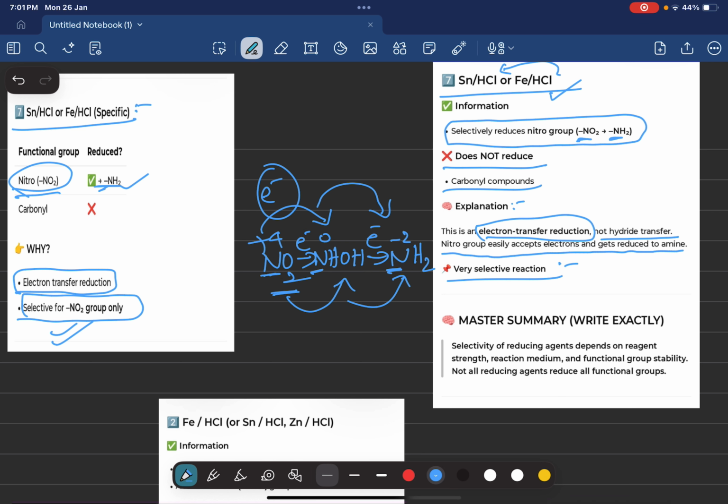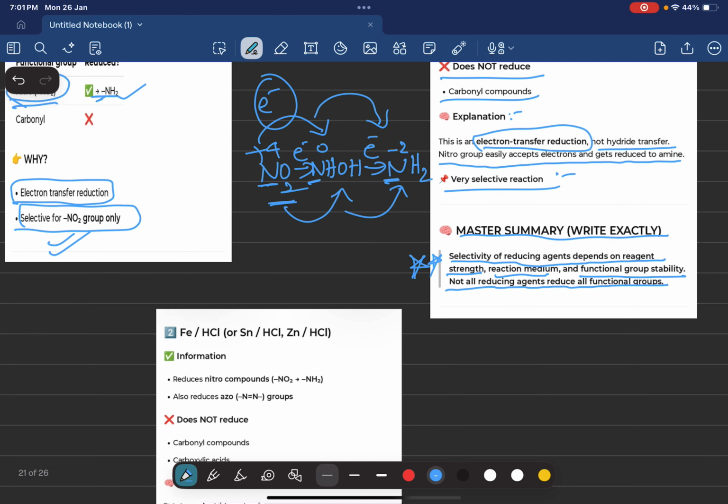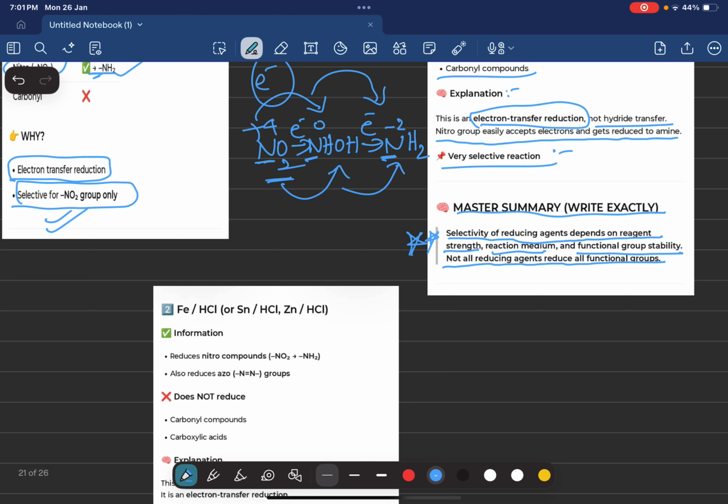It's a very selective reaction for NO2 to NH2. And the main thing we have to understand is that the selectivity of a reducing agent depends on reagent strength, reaction medium, and functional group stability. Not all reducing agents reduce all the functional groups. This is the key point you are supposed to understand, then only you can work according to the requirement.